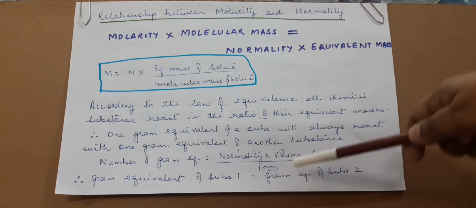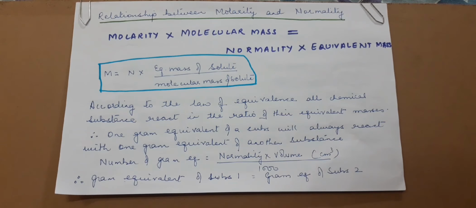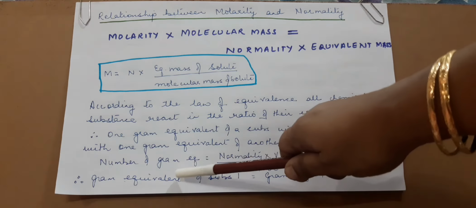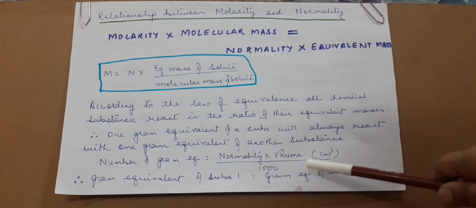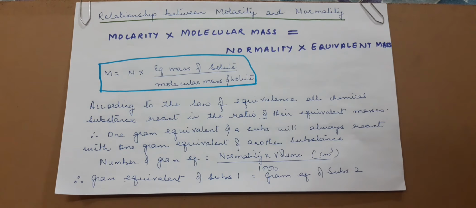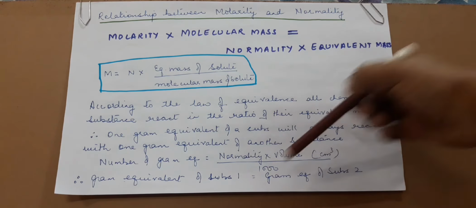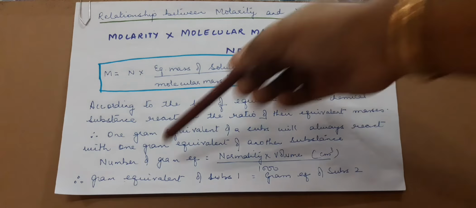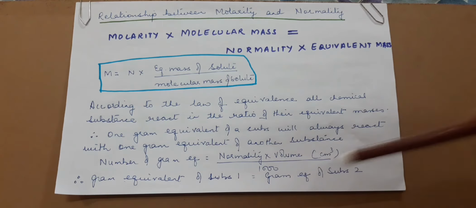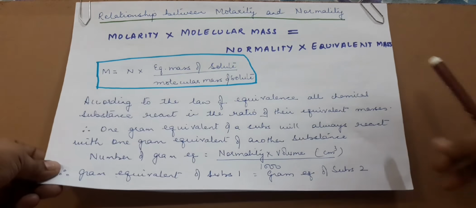Number of gram equivalent per liter of the solution. Right? So, number of gram equivalent would be normality into volume in ml by 1000. And I also know 1 gram equivalent of a substance is equal to another 1 gram equivalent of another substance. So suppose I have two substances, substance 1 and substance 2. So gram equivalent of substance 1 would be equal to gram equivalent of substance 2.